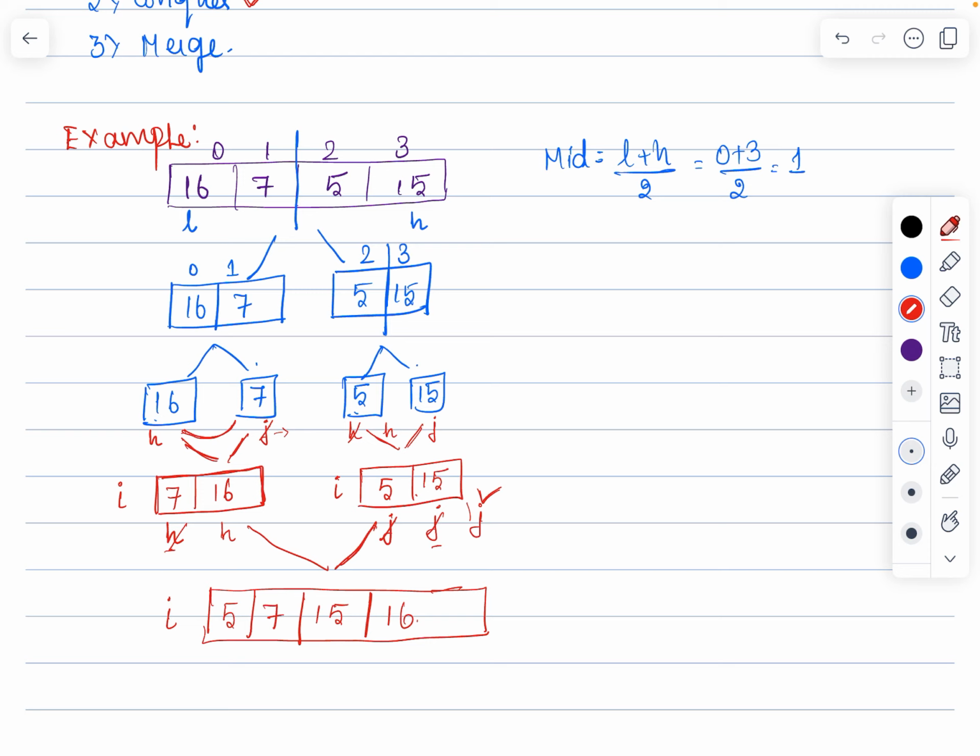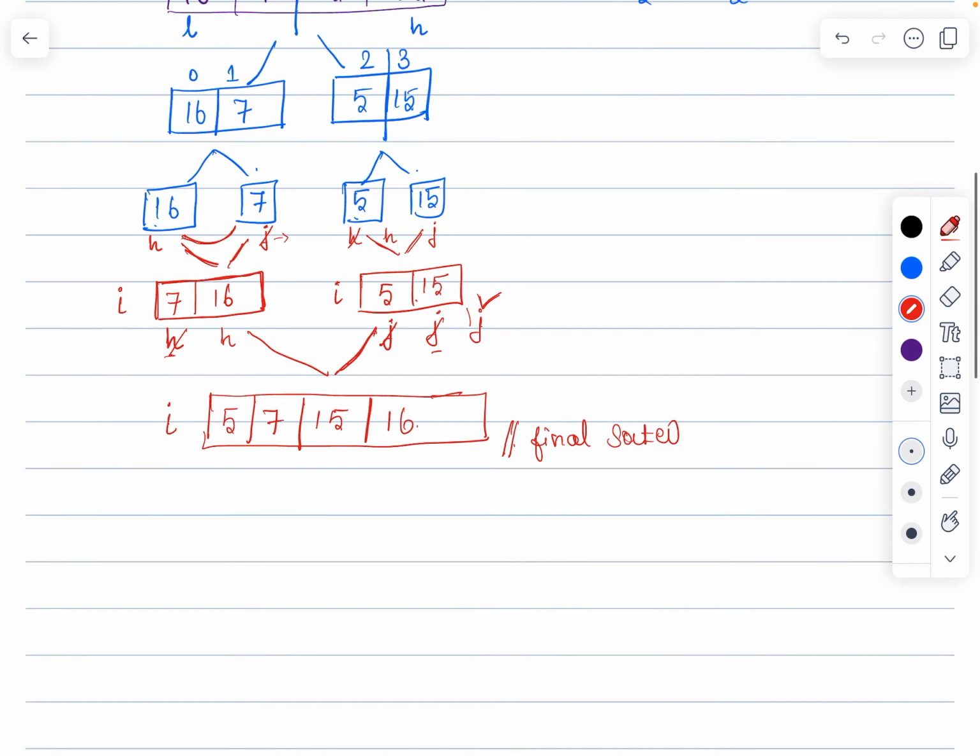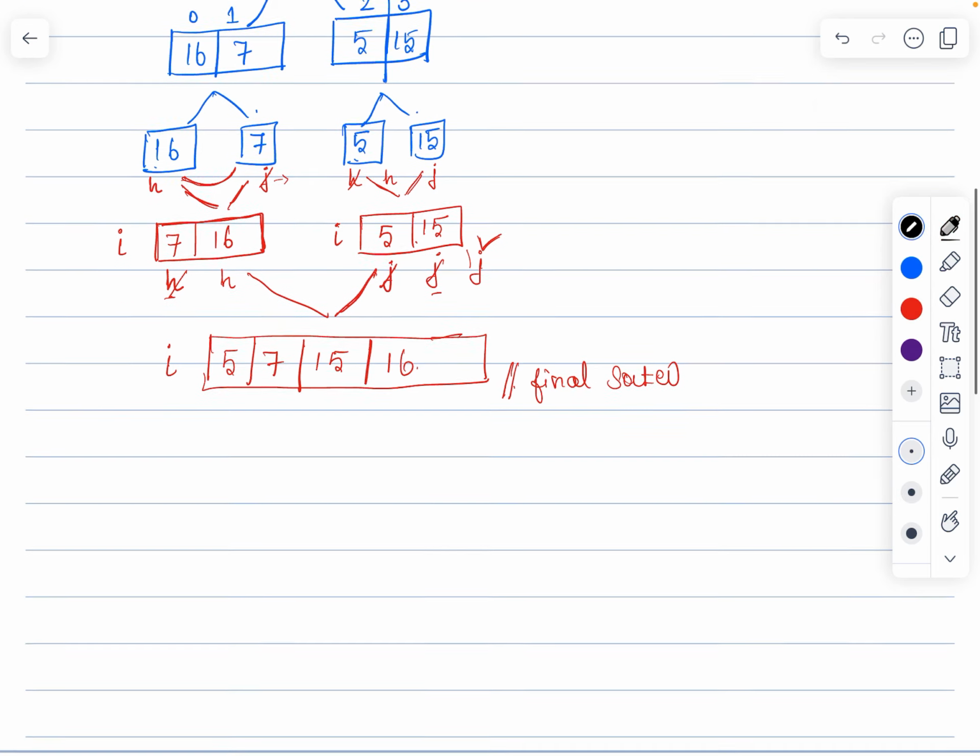Now if you look at the array, yes, it is sorted, because finally there is only one array, and it is considered the final sorted array. If you check this array, all the elements are sorted. So this is how the merge sort algorithm works. Let's discuss one more example. You will get more clarity now.